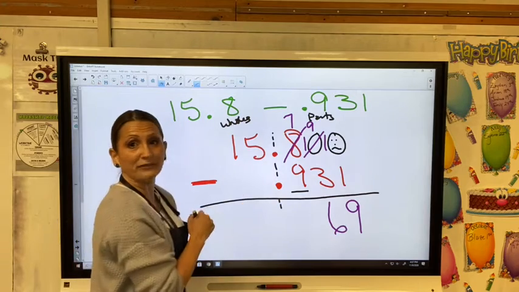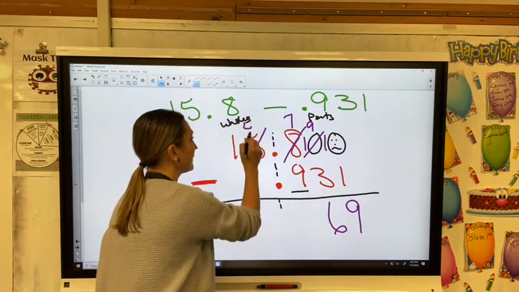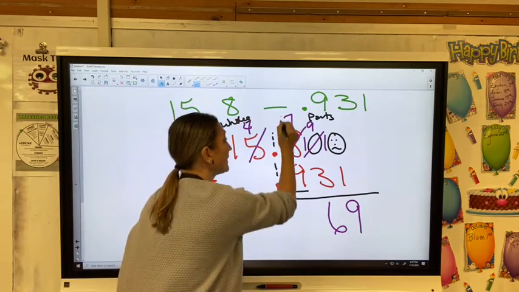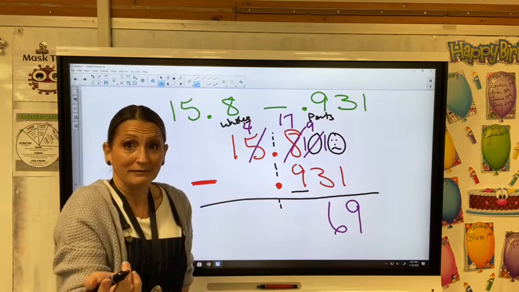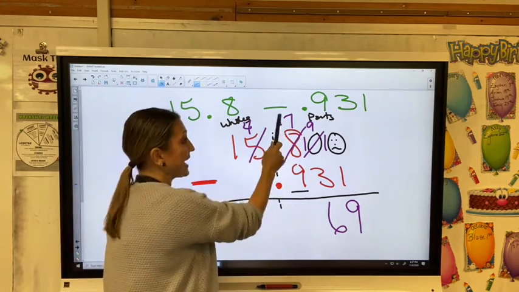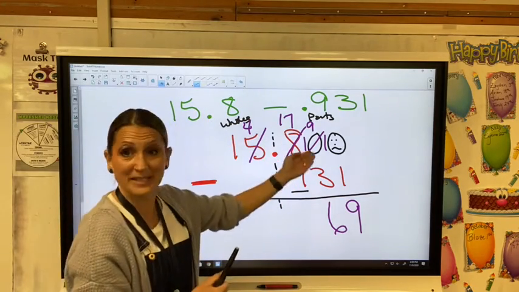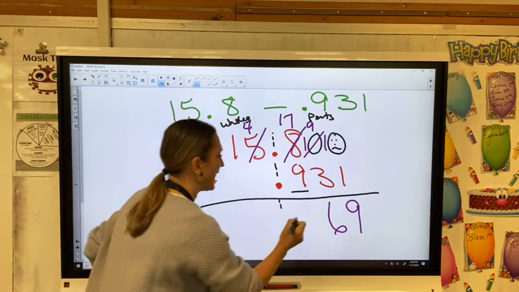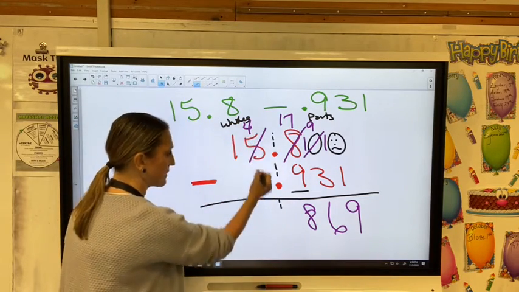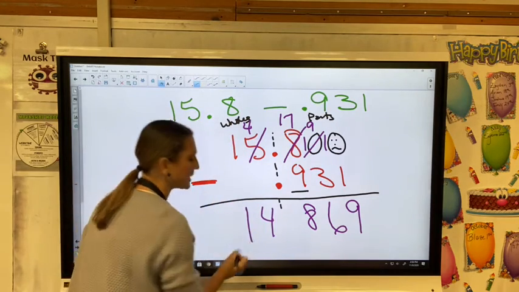And it doesn't matter if the decimal's there. I can come over here and take a whole from that, leave that to be 4 wholes, and now that whole just turned into 10 dimes again. So instead of having 7 dimes, I now have 17 dimes there. Can I take 9 dimes from 17 dimes? I certainly can. It is 8. I don't have anything here, so I'm just going to bring down my 4. I don't have anything here, so I'm just going to bring down my 1.